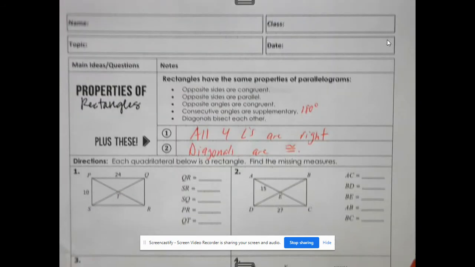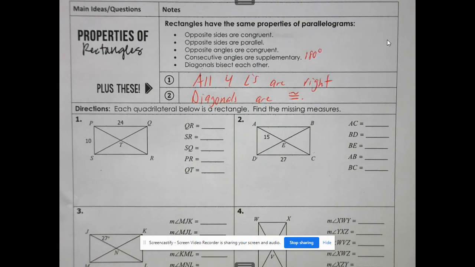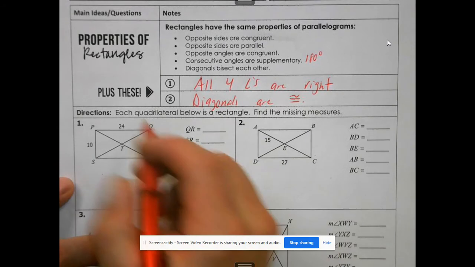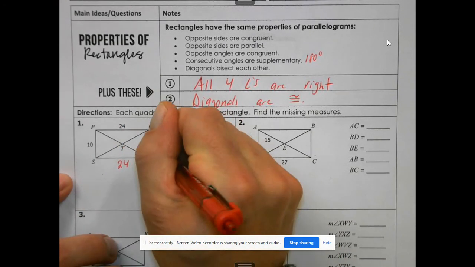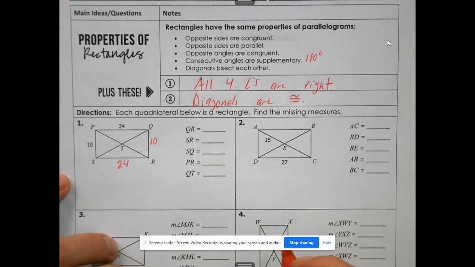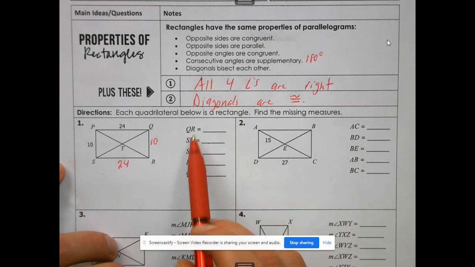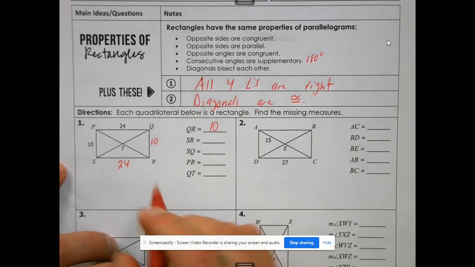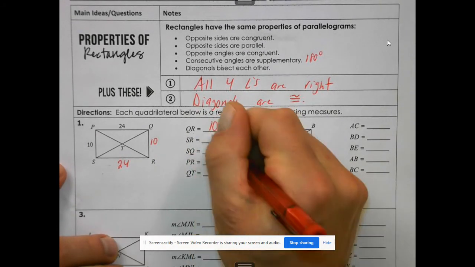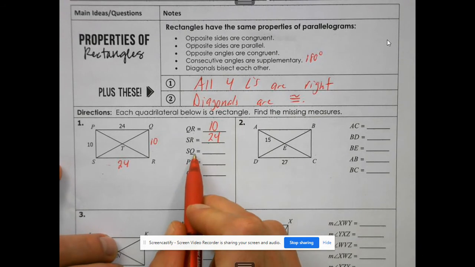All right, some examples here. It says each quad is a rectangle. Find the missing measures. Here we go. Top and bottom congruent: top's 24, bottom's 24. Left's 10, right's 10. Then we go to work. First one says, what is the distance of QR? We got that one, that's 10. SR, we got that, 24. Now it wants SQ.